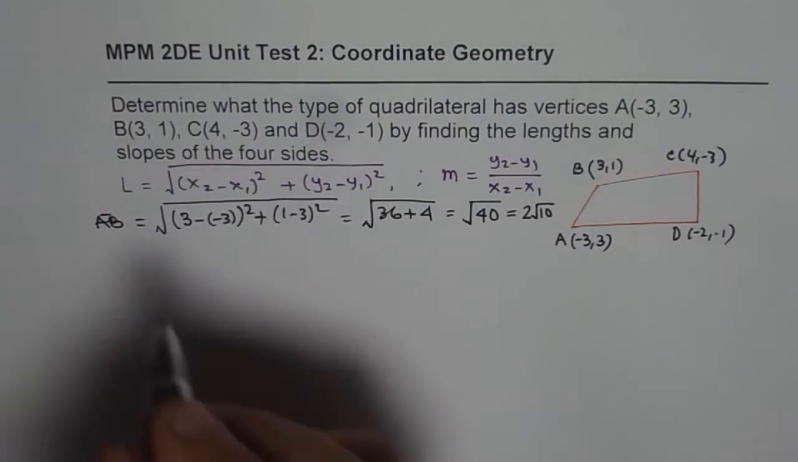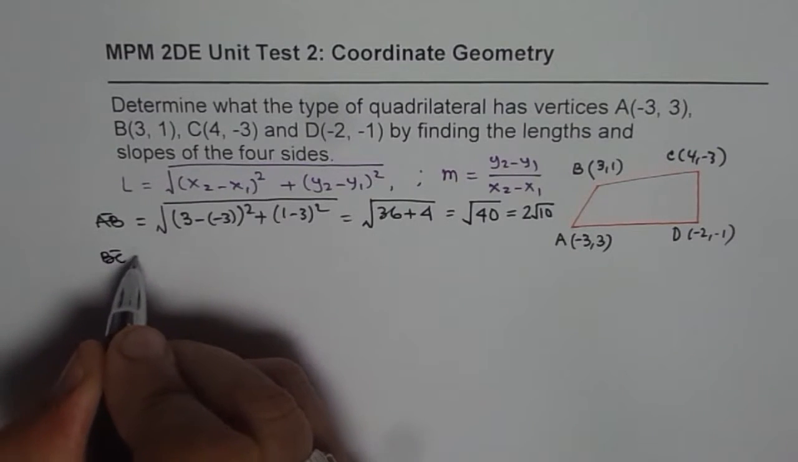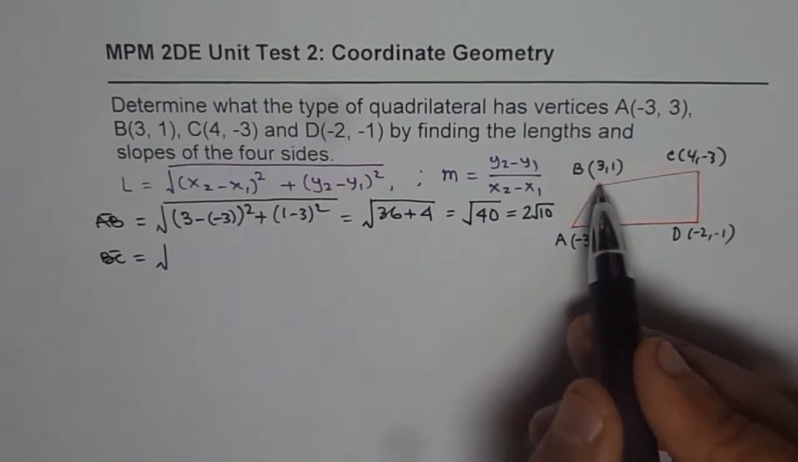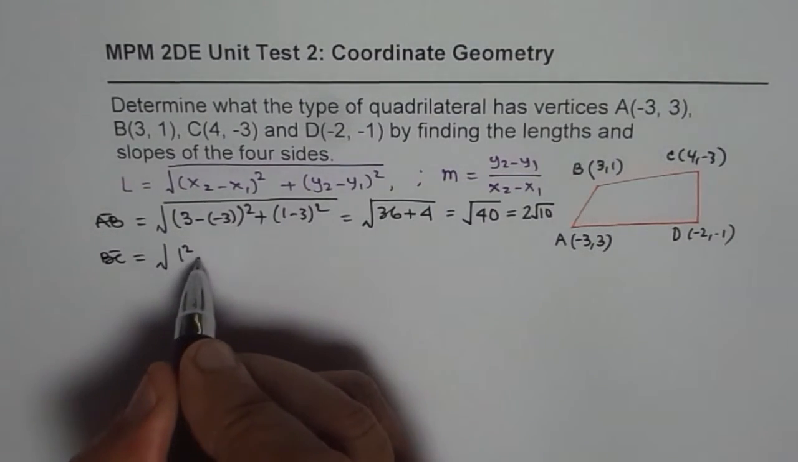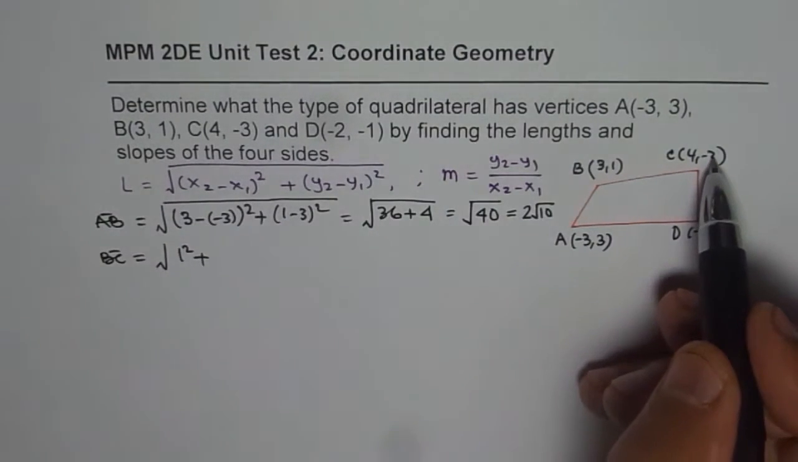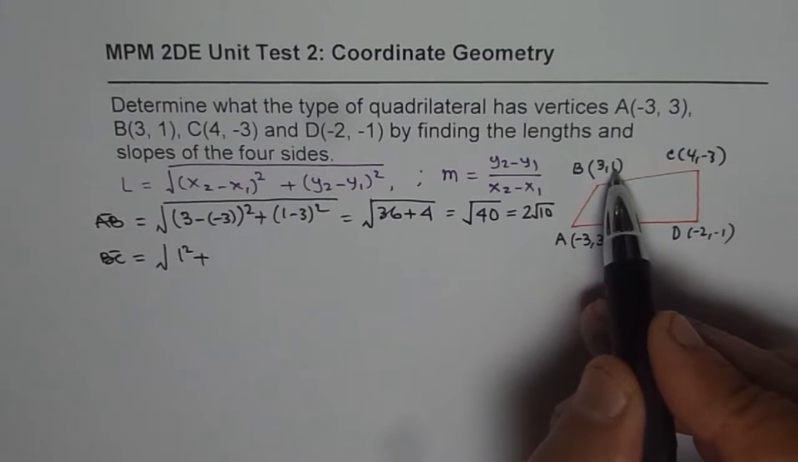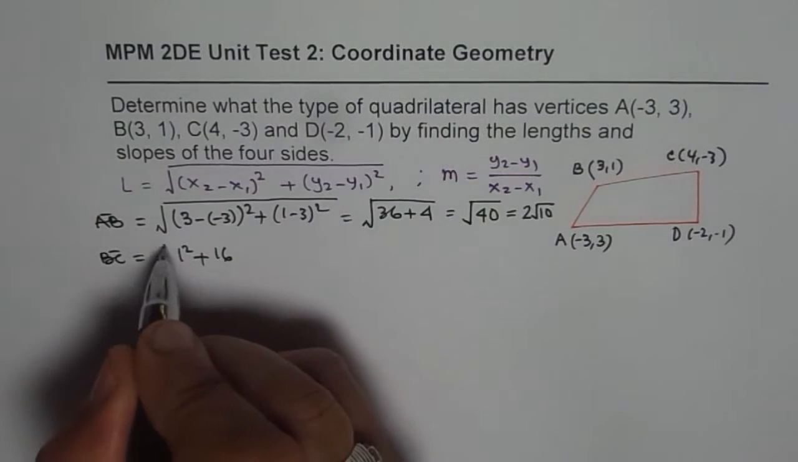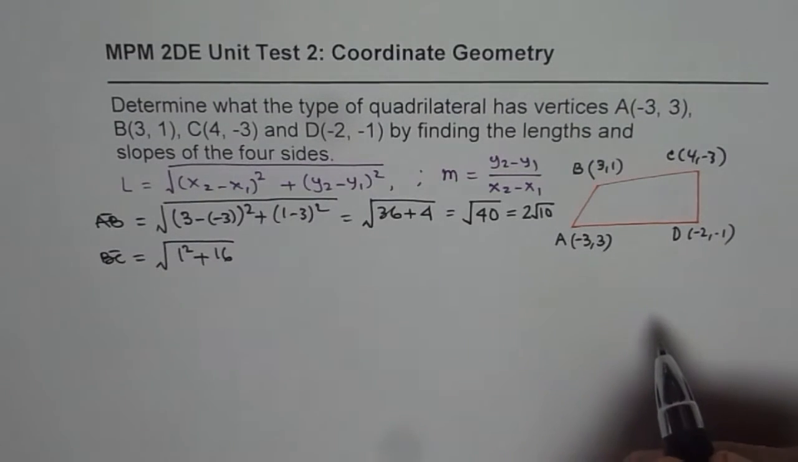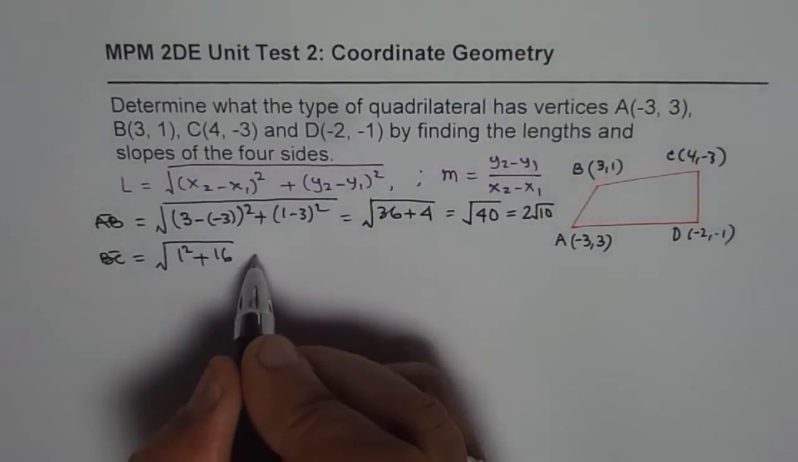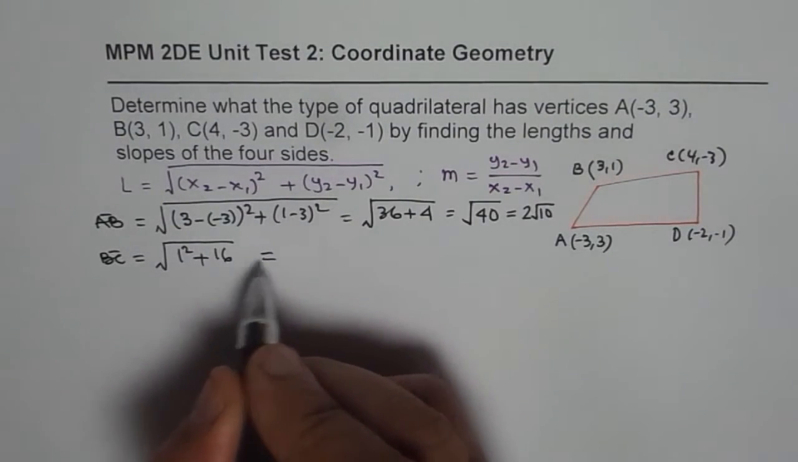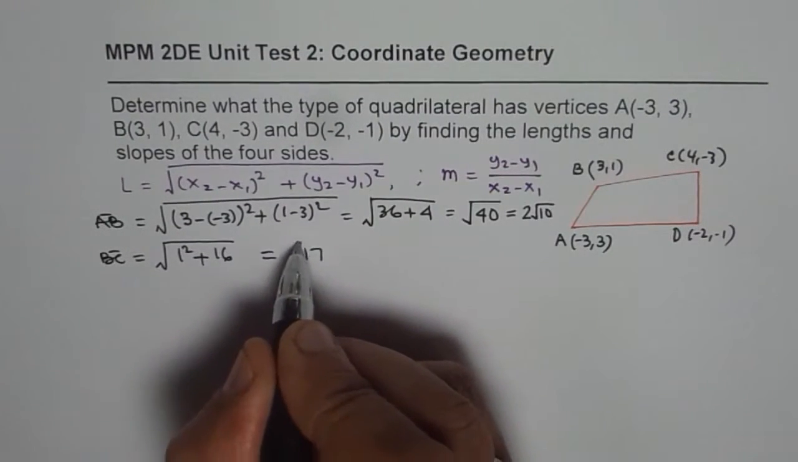So we found AB, then you can find BC. Length BC is the square root of, so B to C, 4 minus 3 is 1, so let me write 1 squared, plus minus 3 minus 1 is minus 4. The square of minus 4 will be plus 16. Square has to be positive for all, correct? So we get plus 16, and so this will be the square root of 17.